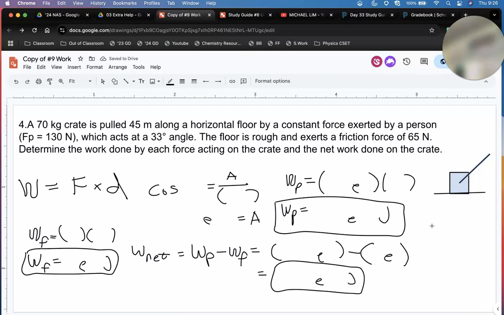So it's like drawing a diagonal. Now the force that's pulling this box is 130. So everyone write 130. Let's write that better. Okay, so it's 130. And then the angle is 33. So you have to imagine that there is a line that is 33 degrees.